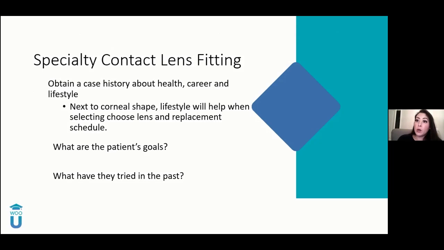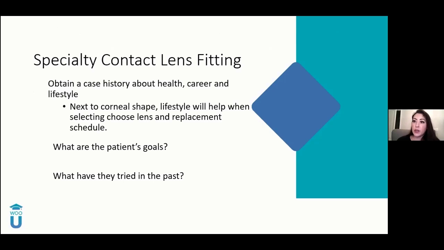So now I want to go over specialty lens fitting. It's really important to get a case history about their health, their career, and their lifestyle. So next to their corneal shape, their lifestyle is really going to help you as the doctor or the practitioner when selecting the lens design and replacement schedule. So we want to go over what the patient's goals are. What are they trying to see? What have they tried in the past?